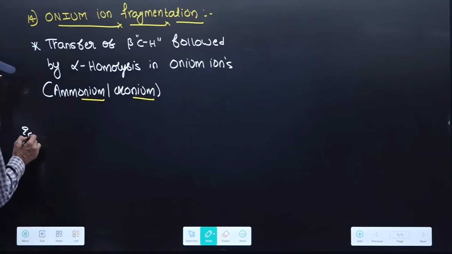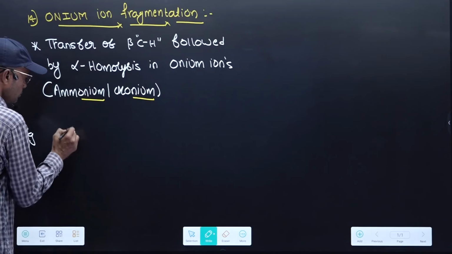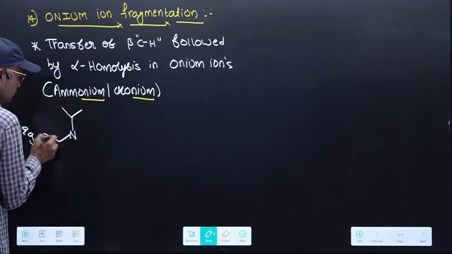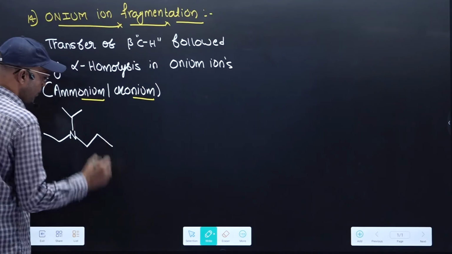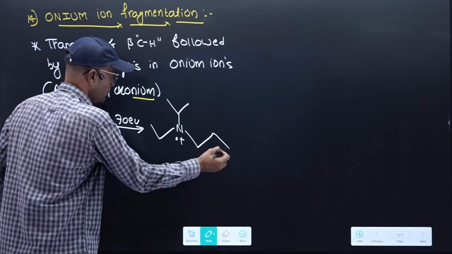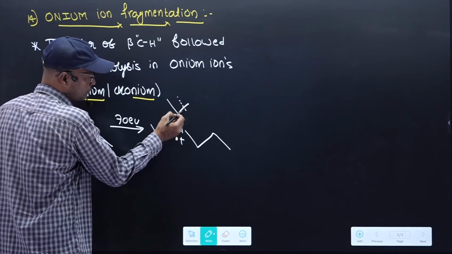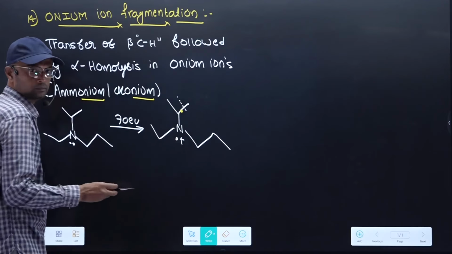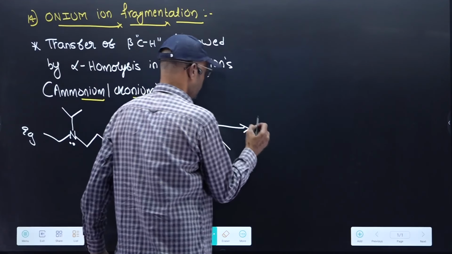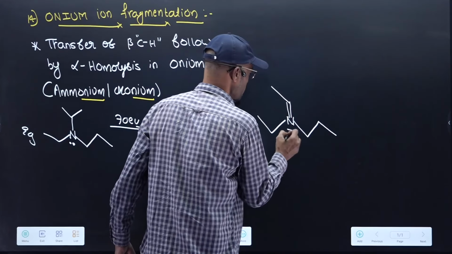So this is that molecule. This is nitrogen, and here I am writing 2 carbons. Here one lone pair of electrons is present. Now I use 70 electron volts, and there is formation of a radical cation. If I break this bond, what do you expect? A radical here and a radical here. If I create a double bond here, this is double bond, and this is the positive charge, right?